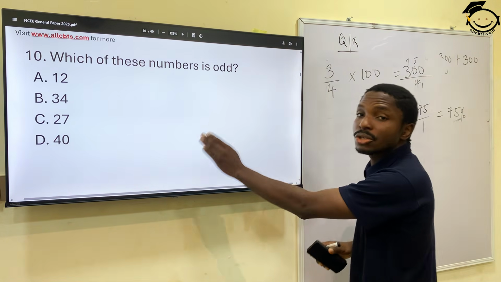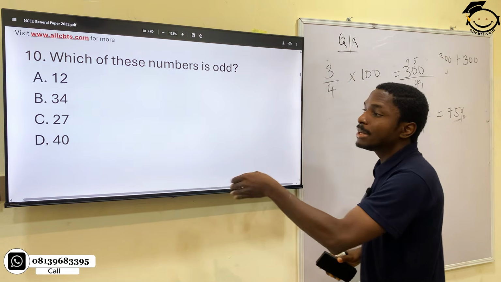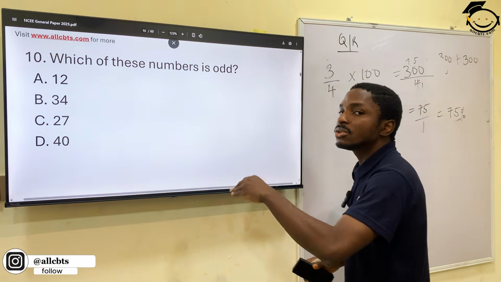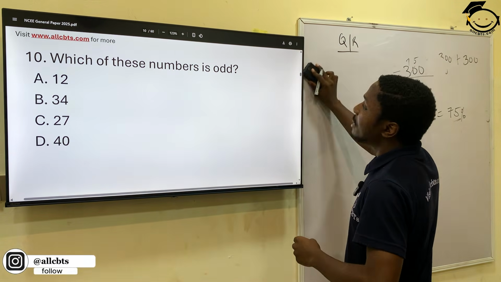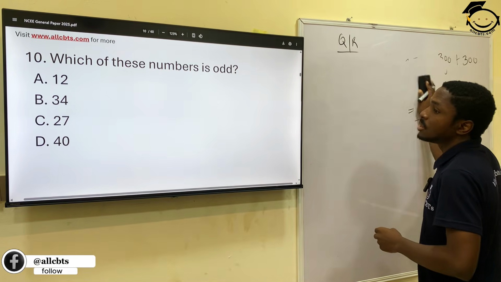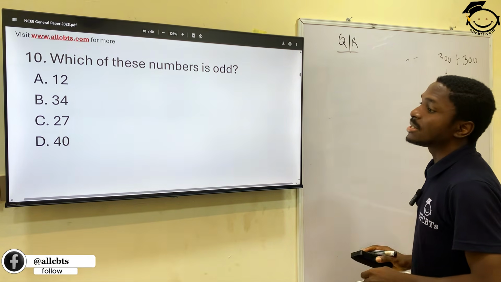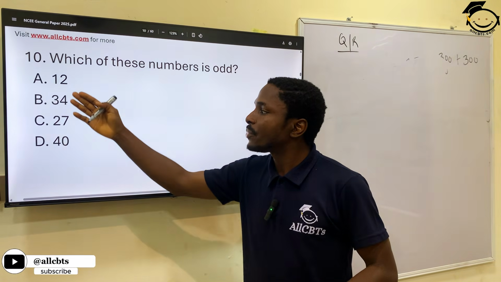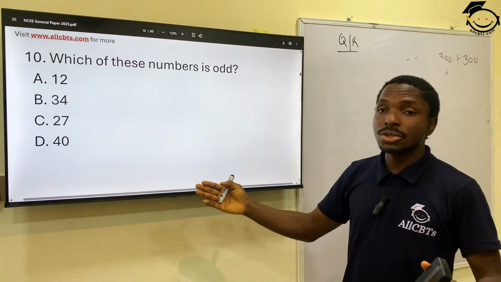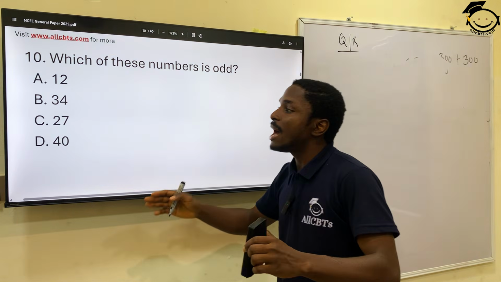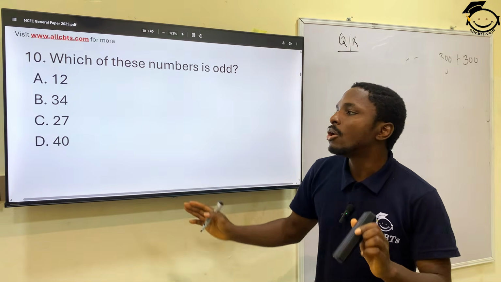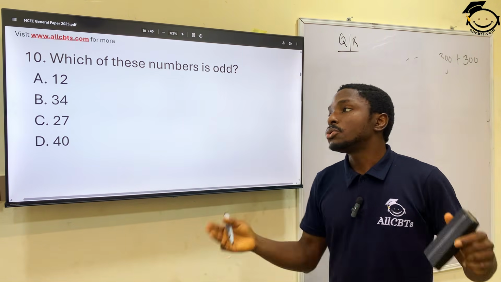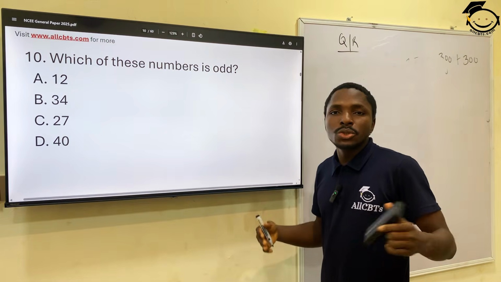Okay, so this is a logical question. The examiner wants you to look at the numbers and deduce the one that does not rightfully belong. So you have 12, 34, 27, and 40. Each of these, A, B, and C, are different numbers that can make up 12. Let's say 3 times 4, 2 times 6, 4 times 3, 12.